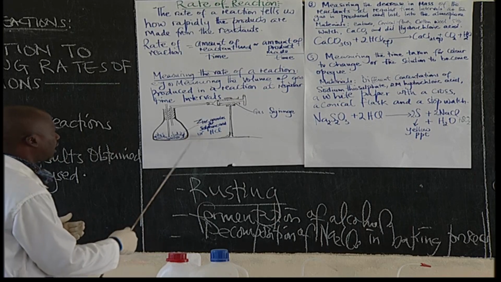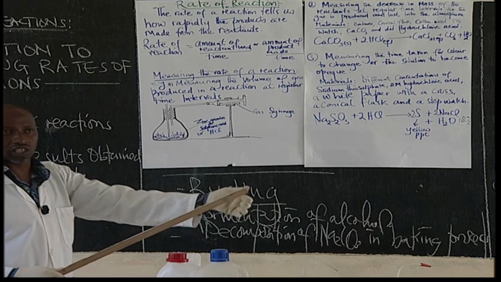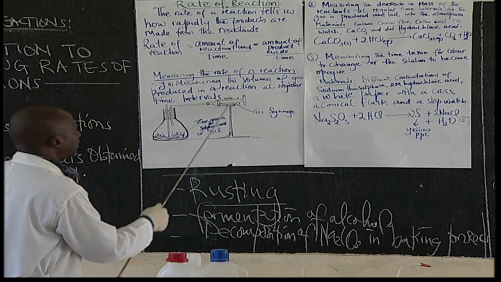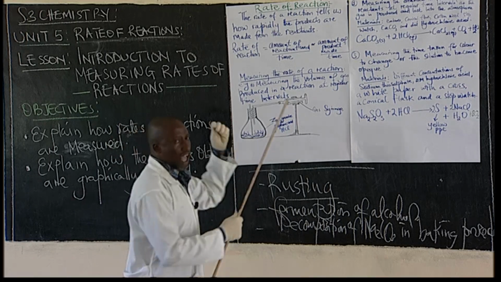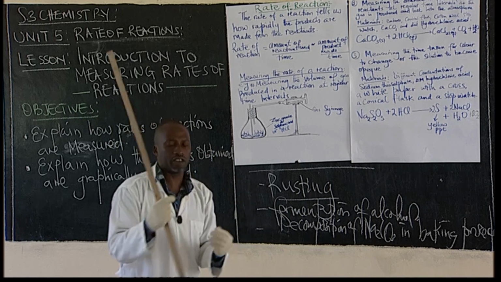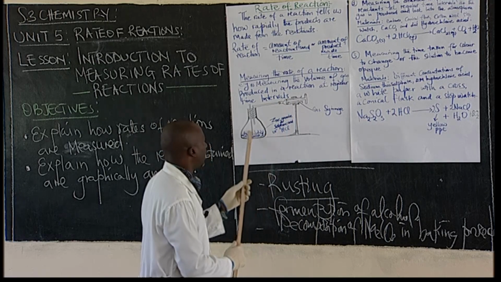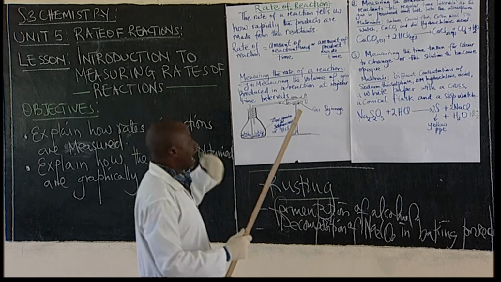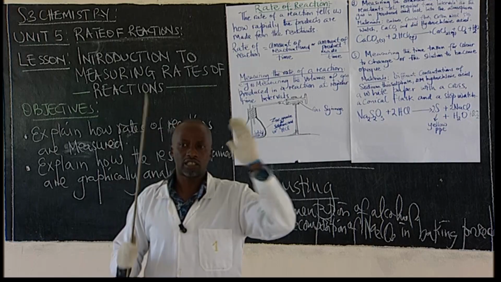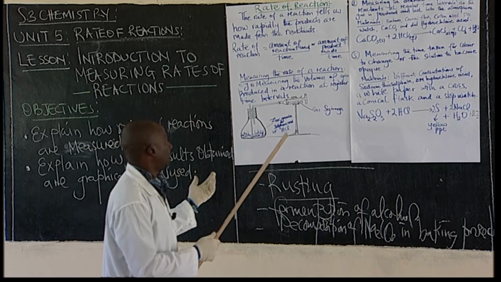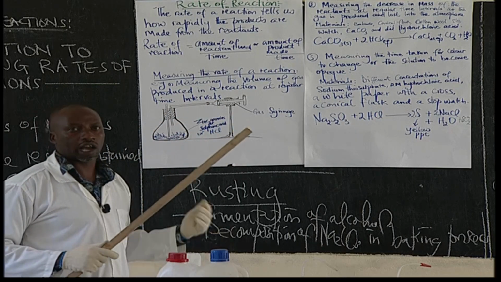If you have zinc granules reacting with sulfuric acid or hydrochloric acid, they will produce gas. If you connect a syringe, then you can measure the time, and after every 5 seconds you record the volume of the gas produced by this reaction. That is at regular intervals. It has to be regular, either 5 seconds or 10 seconds. That is number one, one way the rate of the reaction can be measured.